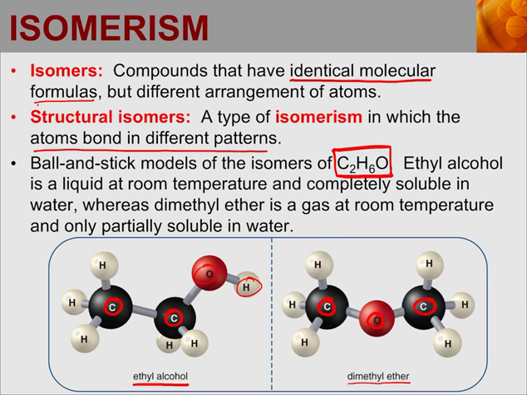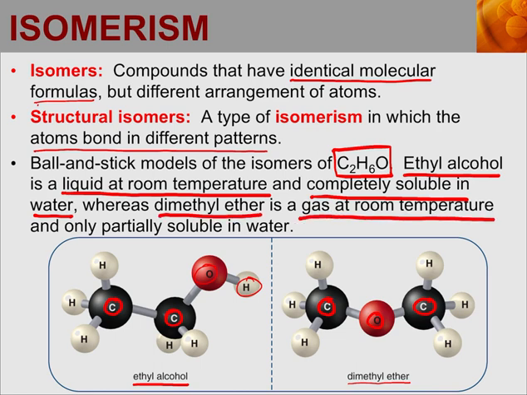So for example, ethyl alcohol, the first structure, is a liquid at room temperature and completely soluble in water. But dimethyl ether is a gas at room temperature and only partially soluble in water. So if the arrangement of atoms is different enough, you can end up with completely different properties.